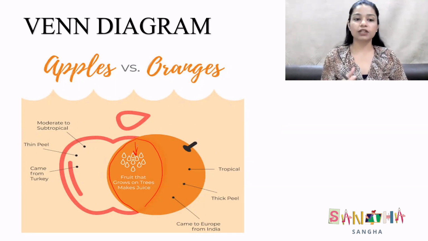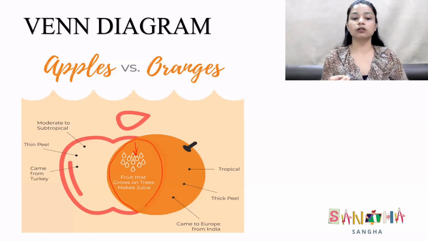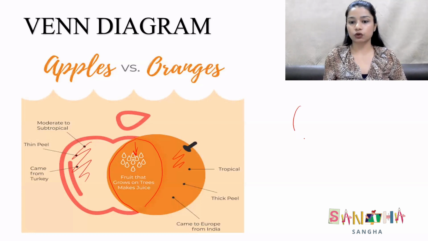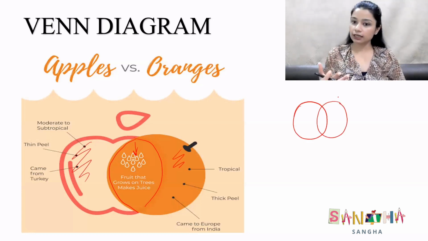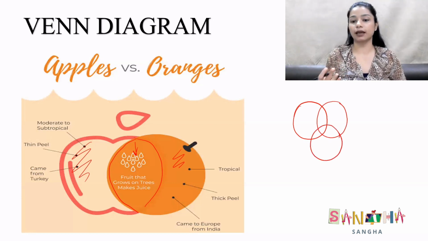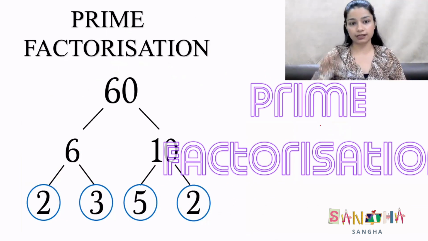So if we are talking about apples and oranges, the common thing between them is that both the fruits grow on trees that make juices, right? And the other things that are not common between those things, they are written in this area. So basically, we draw two circles if you're talking about two variables. If you're talking about three things, we can even make three circles to show the relationship. That is Venn diagram. Next thing that you should already know is about prime factorization.